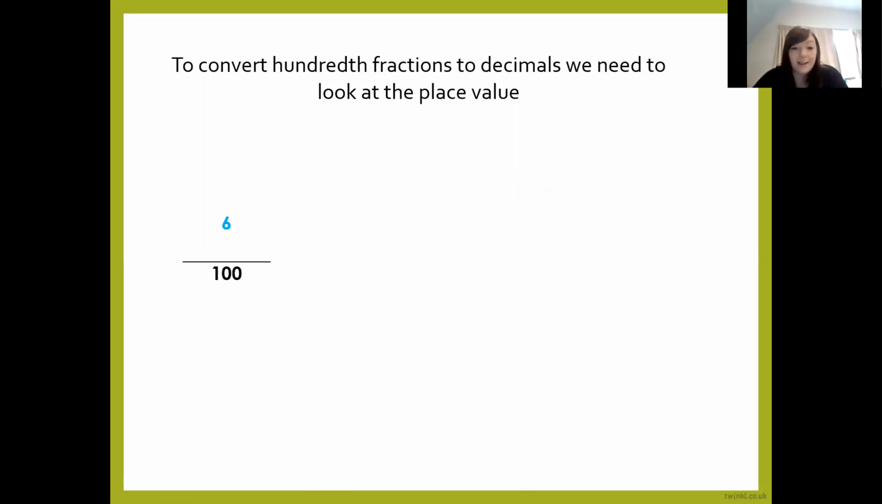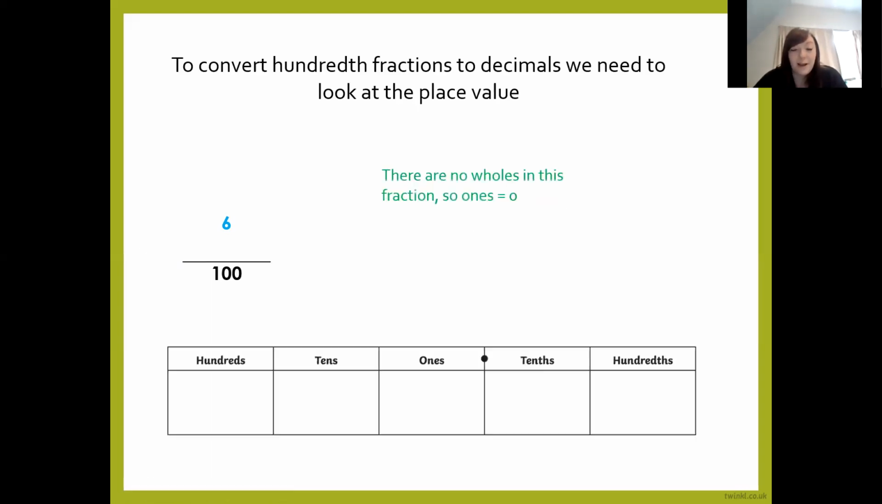Okay, let's have another go. You have 6 hundredths here, so the numerator is 6. Where is that going in your place value grid? How many ones are there? How many tenths are there? And how many hundredths are there? Pause the video now and put 6 hundredths into your place value grid.